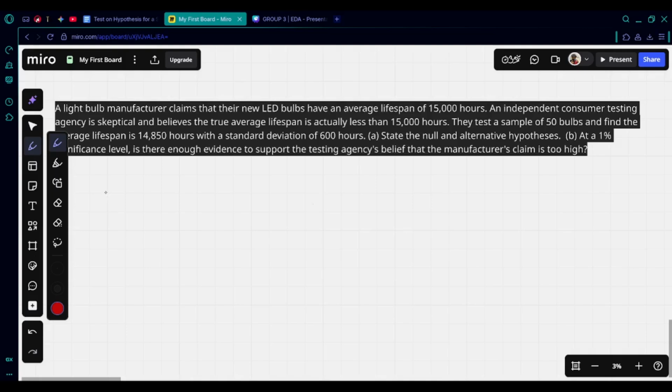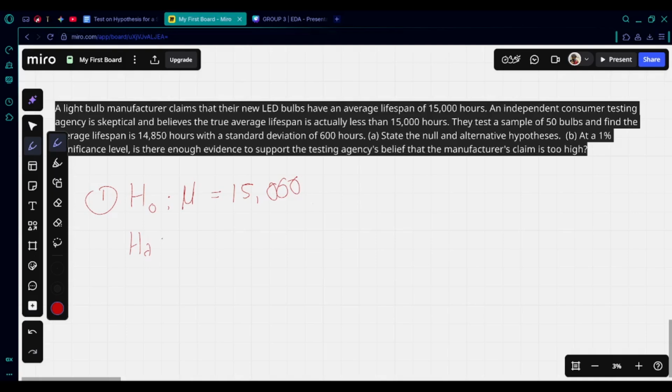So for our first step, we will state the null and the alternative hypothesis. So for our null hypothesis, it was stated in the problem that the LED bulbs have an average lifespan of 15,000 hours. So let's indicate here that the average mean is equal to 15,000 hours.